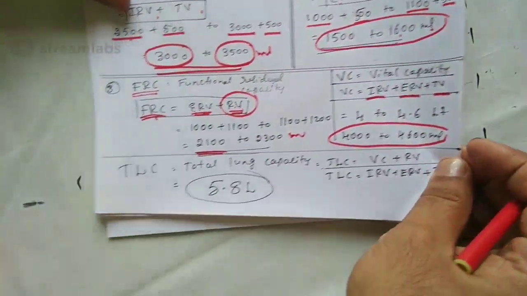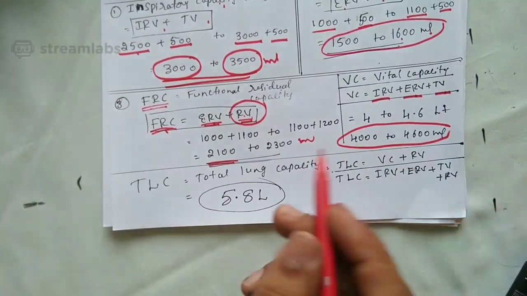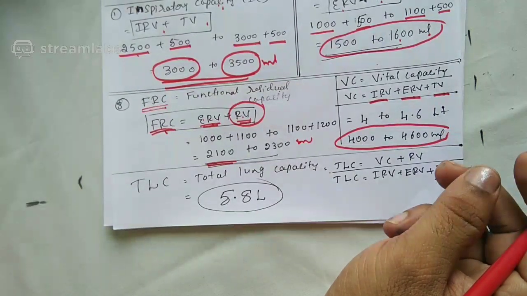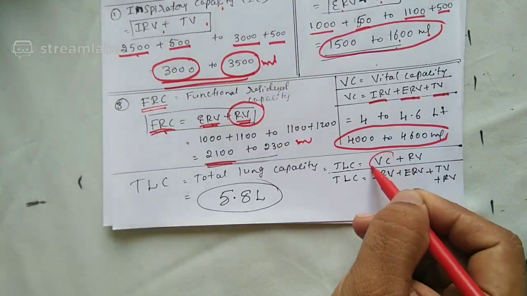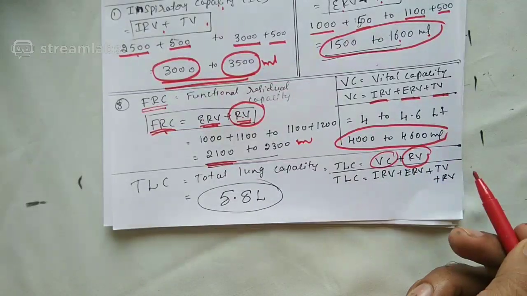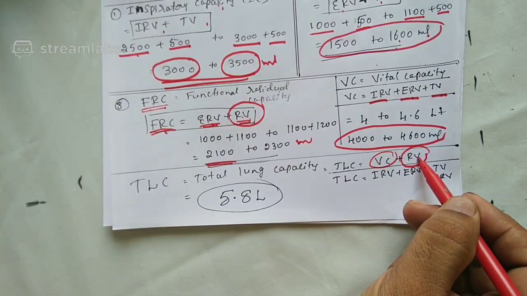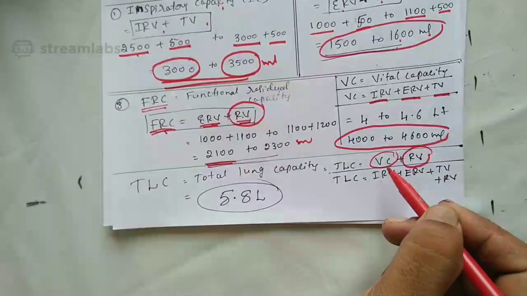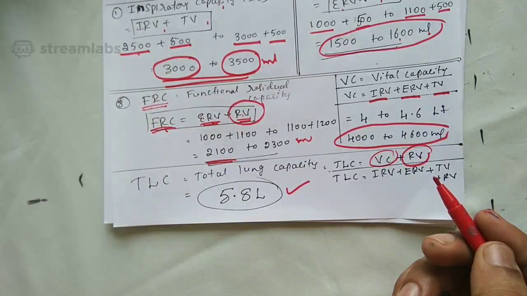Okay. Finally comes the total lung capacity, called TLC. What is total lung capacity? A person is forcibly inspiring, then he is taking 100% VC, vital capacity. And he already has some amount of air in the lungs, right? That is called RV. So total lung capacity is VC plus RV, or else IRV plus ERV plus TV plus RV. It's very clear for you, students.